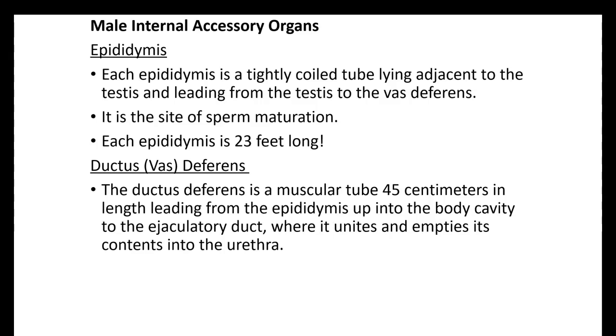Now once it leaves the epididymis, it goes into the ductus deferens, or could be referred to as the vas deferens, depending on what book you're looking at or what text, what paper. Now, the ductus deferens is going to be a muscular tube about 45 centimeters in length. That's going to lead from the epididymis up to the body cavity to the ejaculatory duct, and that's where it unites and empties its contents into the urethra.